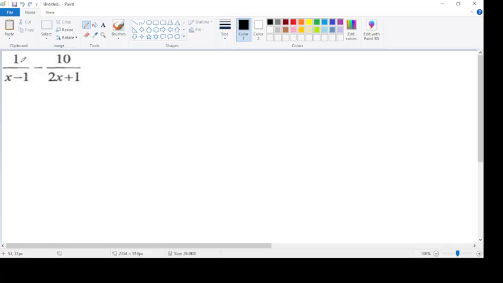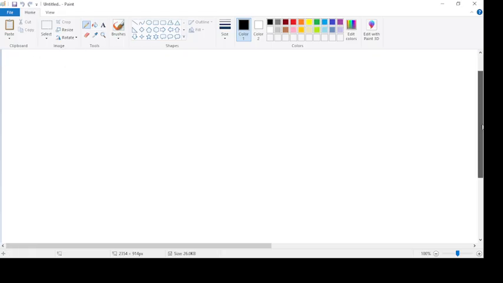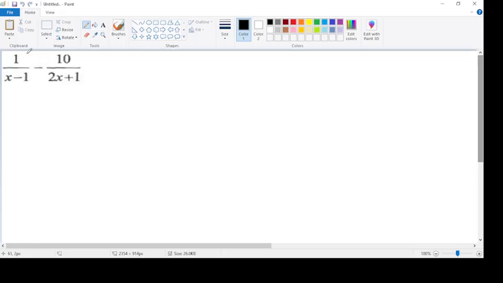So this one we were supposed to simplify in its lowest form. So how do you simplify this question in its lowest form? If you just look at the question, these are just fractions.